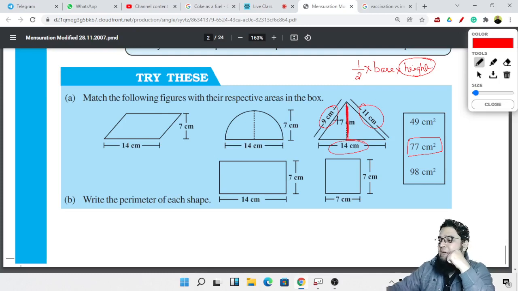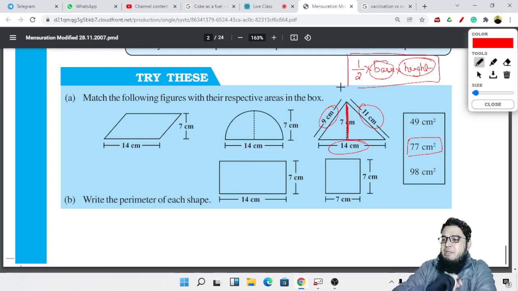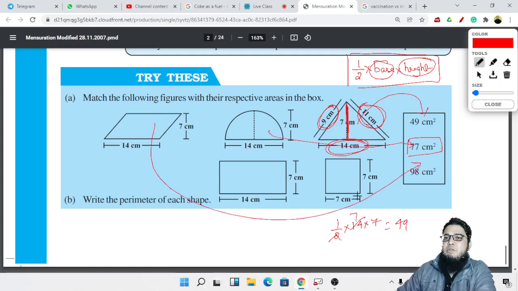You have got 3 sides of a triangle. Which side you will use in the formula at the place of the base? Which side? You have got 9 centimeter, 11 centimeter and 14 centimeter, 3 sides of a triangle. One height is there. Yes, means on which the base is drawn. Simple. So that will be half into base into height. So that will be what? 49. So this will be connected to this, 49. This will be connected to this. This will be connected to this.